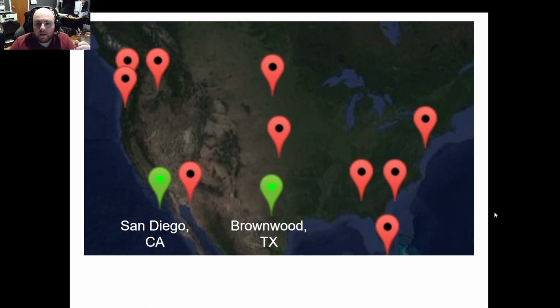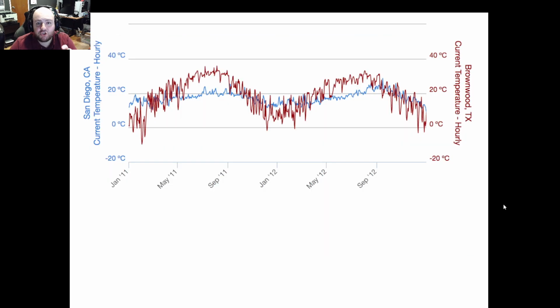All right, so let's look at an example of this using two areas here. Here's San Diego, California, and a town called Brownwood, Texas. So this is actual atmospheric data, or temperature data, from over 10 years ago. It's old data, but it gets the point across. This is from 2011, 2012.